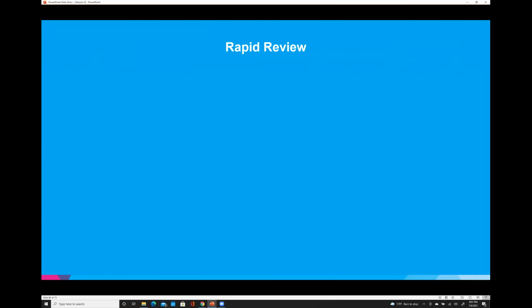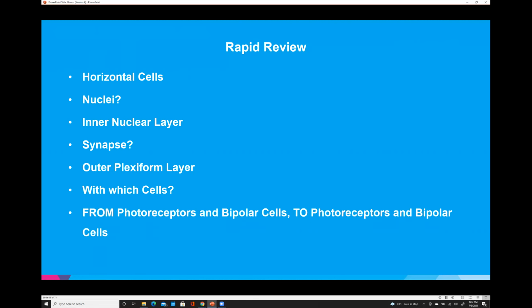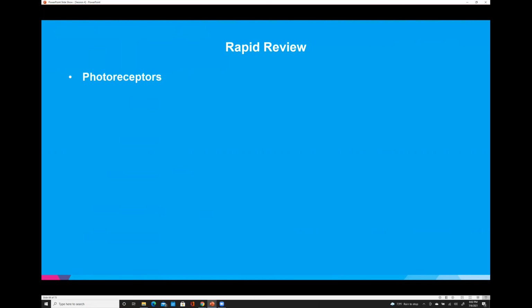Okay. So now we're going to do it one more way. We're going to just talk it through. If I ask you about horizontal cells, where are the horizontal cell nuclei? Think about it in your head. They are in the inner nuclear layer. When in doubt, you guess inner nuclear layer. Where do they synapse? Outer plexiform layer. And with which cells? The photoreceptors, and then bipolar cells as well. Okay, good. Photoreceptors: where are their nuclei? The outer nuclear layer.